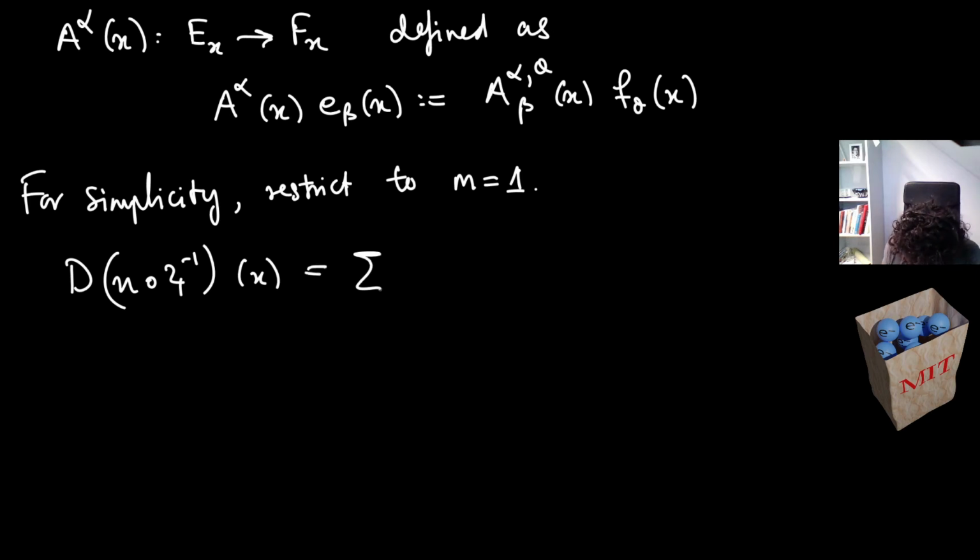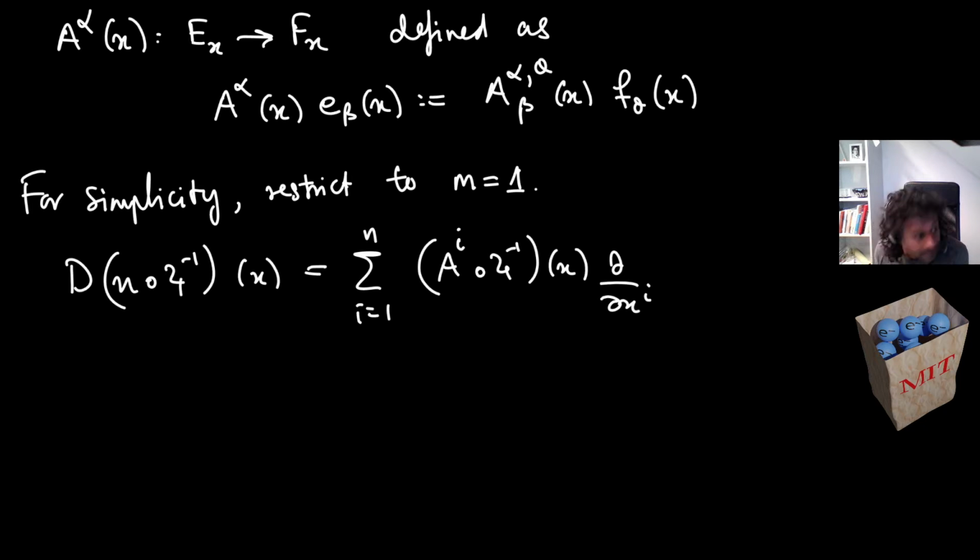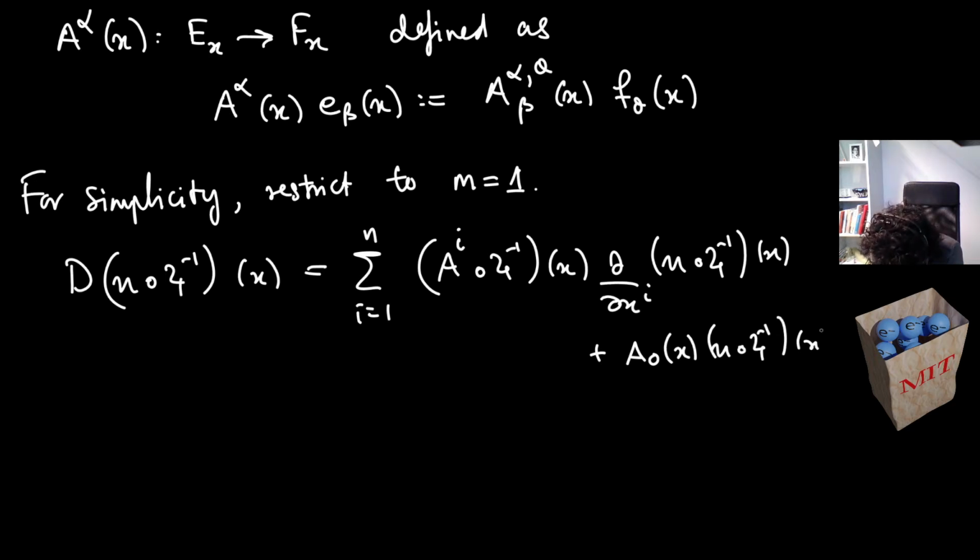So this is going to be i equals 1 to n. Now, in the notation that I had before, what I'll have is the A_i, because the alpha, the m here is equal to 1, so I'll have the A_i composed with psi inverse at x, d on dx_i of u composed with psi inverse x, plus this lower order term, which is just going to be a_0 at x, u composed with psi inverse x. Okay?